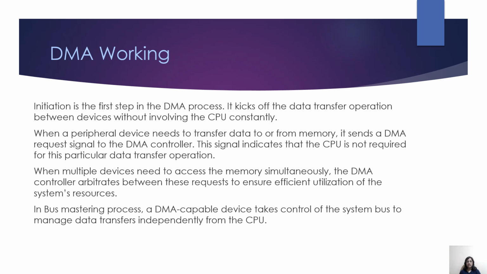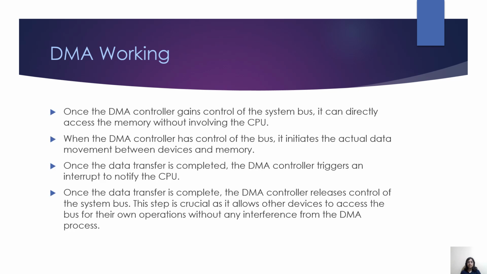When multiple devices need to access the memory simultaneously, the DMA controller arbitrates between these requests to ensure efficient utilization of the system's resources. In bus mastering process, a DMA capable device takes control of the system bus to manage data transfers independently from the CPU. Once the DMA controller gains control of the system bus, it can directly access the memory without involving the CPU.